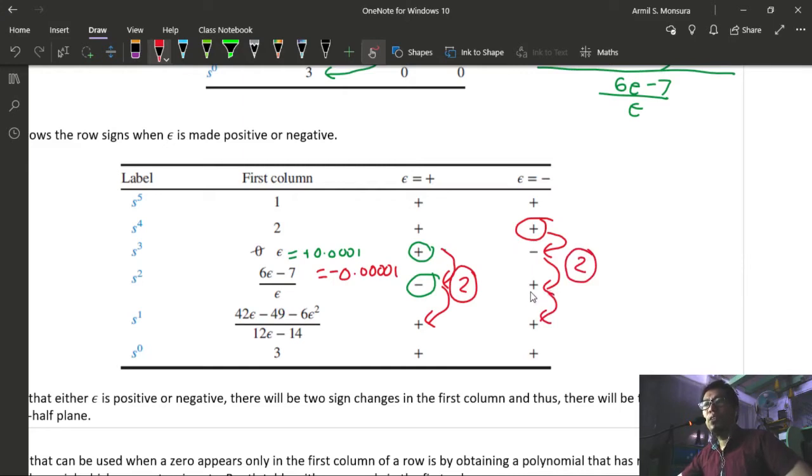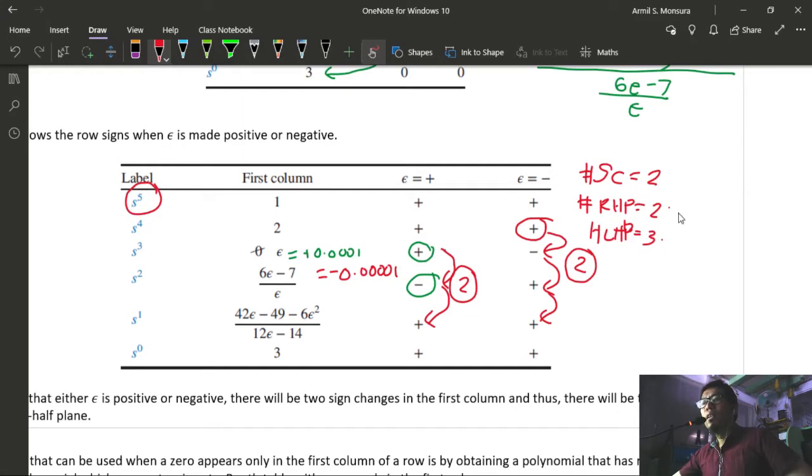Okay. So, either yung epsilon nyo is positive or negative, you will have 2 sign changes. So the number of sign changes is 2. Therefore, the number of poles at the RHP is 2, and the number of poles at the LHP is 3. Okay? 3 kasi dapat yung number of poles sa RHP tsaka sa LHP all in all dapat maging 5, dahil S raised to 5 yung pinakamataas nating degree. Okay, so you will have that one.